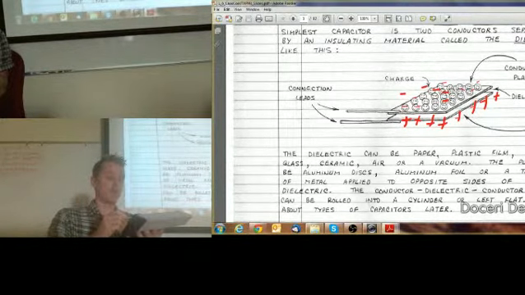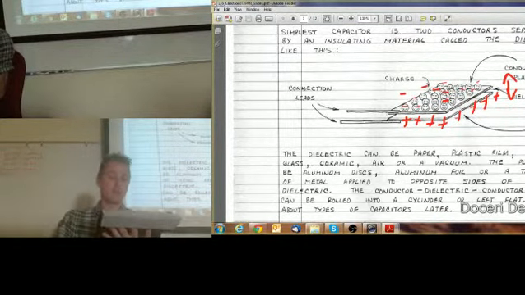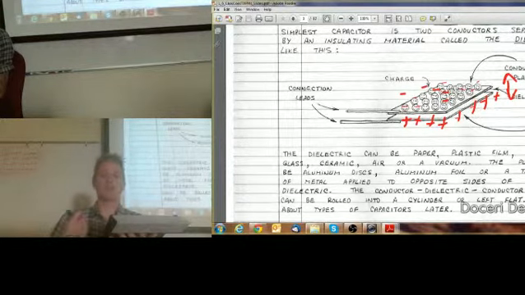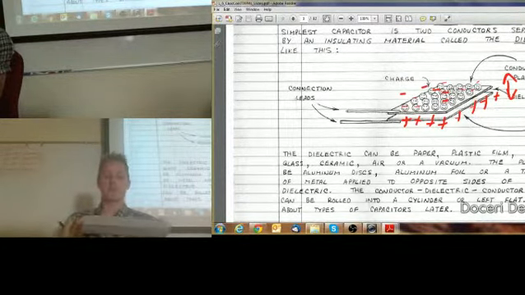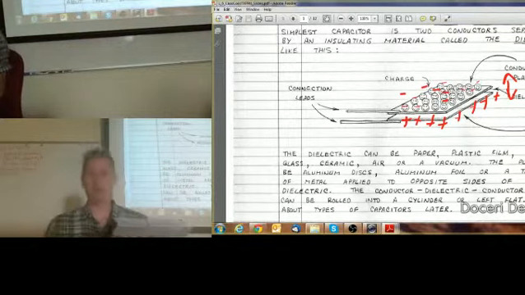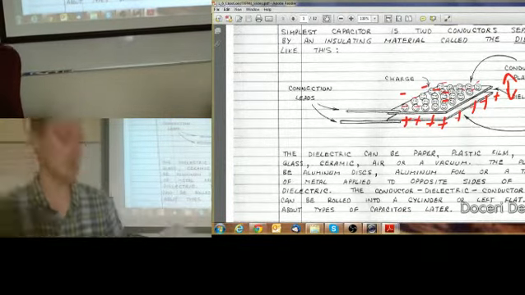Now, the farther apart you separate these plates, the fewer bound charges you're going to have, so the voltage is going to go down. The closer you get those plates together, the more bound charge you're going to have, and the higher the voltage is going to be.